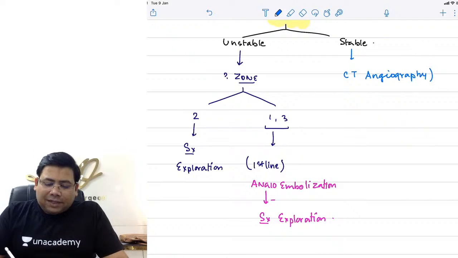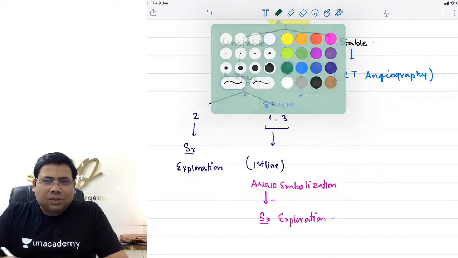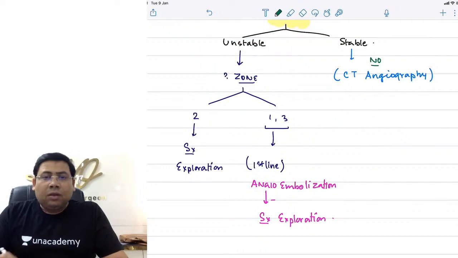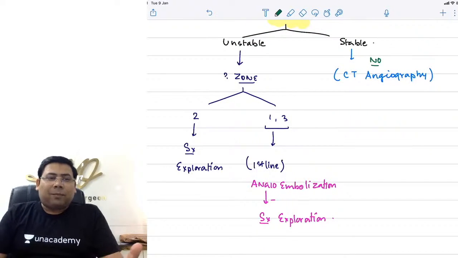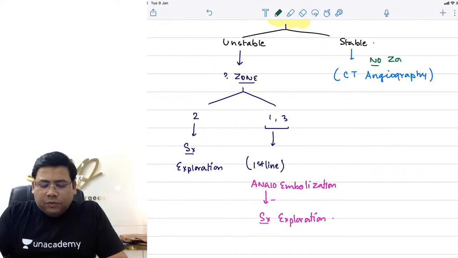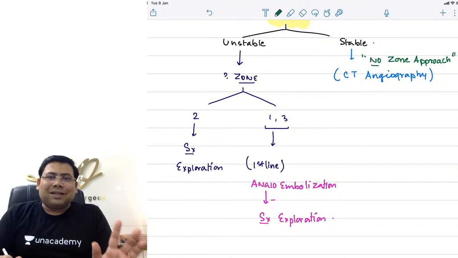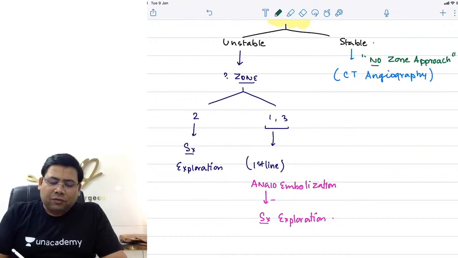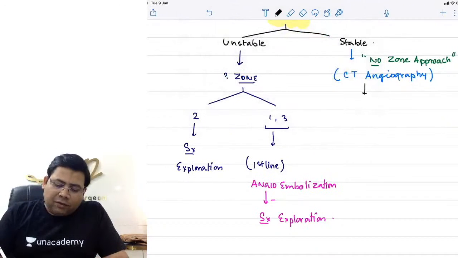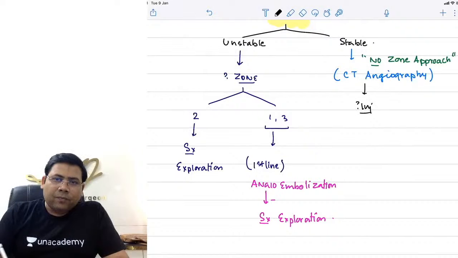And now one student will say, sir, here you are not prioritizing the zones, and that is why this zone irrespective approach is known as no zone approach. So we have a name, no zone approach. Students, no zone approach is used for, answer is CT, is used for stable neck injury. So you go for CT angiography, and then you'll check whether there is injury or no.